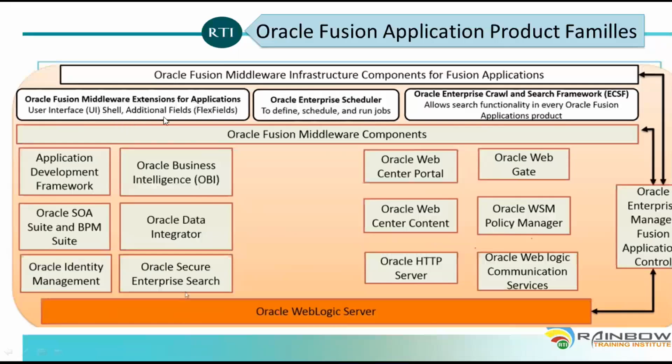And we have the additional fields, which we call flex fields. If you have an E-Business Suite background, you can easily understand what a flex field is. In Fusion, we have three kinds of flex fields: the KFF, the DFF, and the EFF. The new one is the EFF, extension flex field. When you add a DFF or EFF, the extension will be stored in this particular component, Oracle Fusion Middleware Extension for Applications.